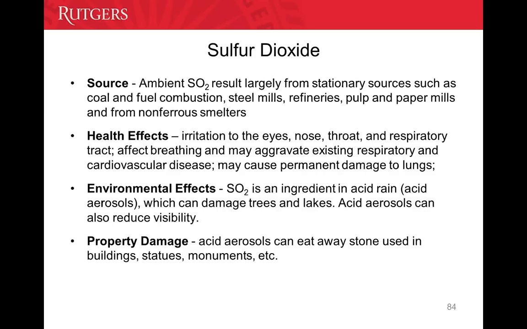As we get ready for our second break, we'll just finish up the air pollutants. Sulfur dioxide is largely from stationary sources, such as refineries and smelters. Again, it's an irritant to the eye, nose, throat, and respiratory tract. It can cause long-term damage to your lungs, and also can aggravate COPD. The aerosols can eat away at stone on buildings. We talked about that before. Large monuments in lots of major cities around the world, especially those with a lot of industrial activity and coal burning, you can see the damage to those monuments.